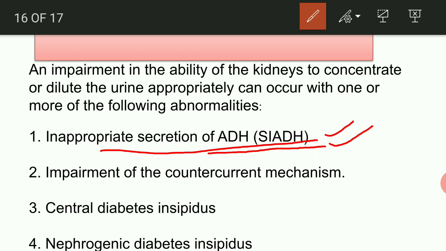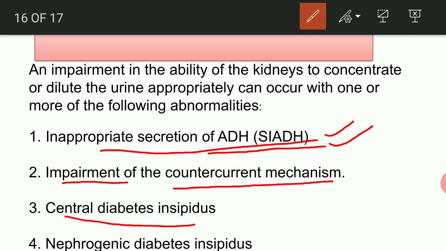Normally what should happen? If blood is dilute, urine should be dilute. If blood is concentrated, urine should be concentrated. But in SIADH, what is happening? Your blood is dilute and your urine is concentrated. So this is not good, and this will hamper the homeostasis. Countercurrent mechanism impairment can occur. Suppose your NKCC transporter is blocked by diuretics. Obviously NKCC is solely responsible for generation of the osmotic gradient, and that will be dissipated.